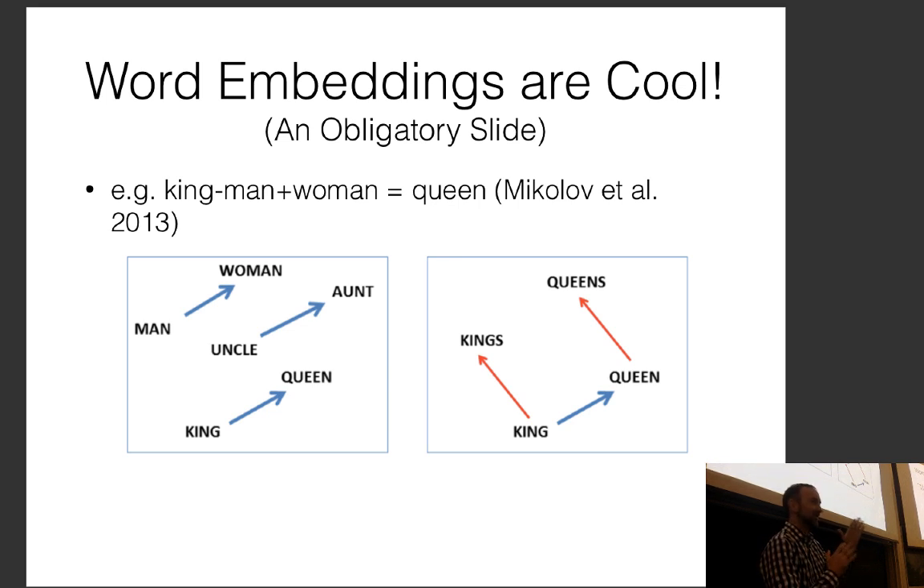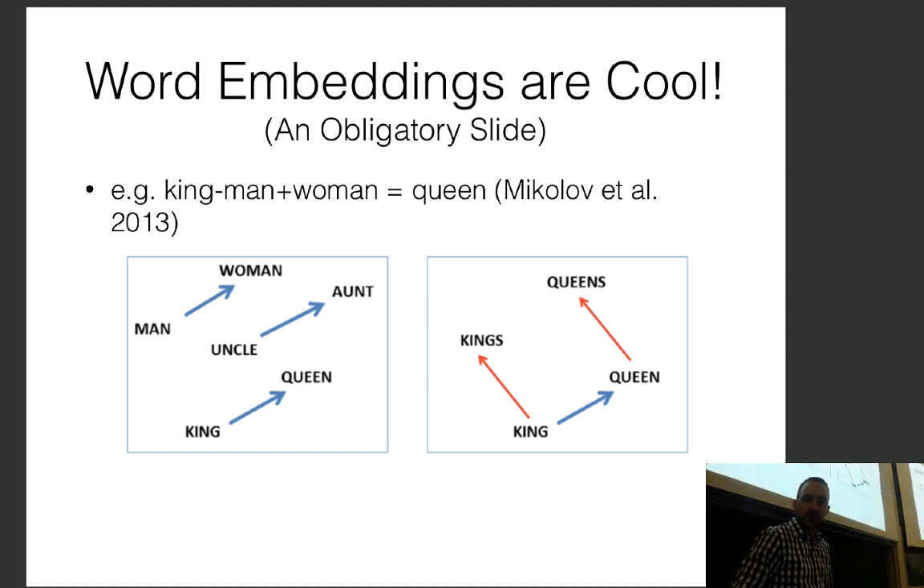I meant embedding space, but sorry. There are these consistencies in embedding space where a vector between two word embeddings has some sort of consistent meaning, be it a syntactic meaning or a semantic meaning. So in this case, man goes to woman, uncle goes to aunt, king goes to queen. This is kind of the gender dimension.